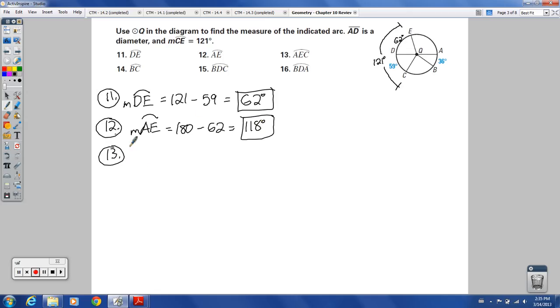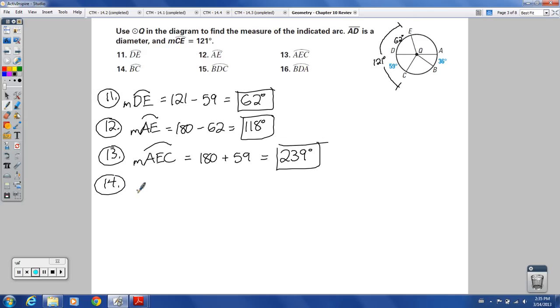Number 13, measure of, this is a major arc now, so we have to follow the order of the letters. Start at A, go through E, and go to C. We know it's going to be 180 from A to D, plus another 59. What's 180 plus 59? I know 180 plus 60 would be 240, so it's going to be one less than that, 239 right there. Number 14, the measure of BC.